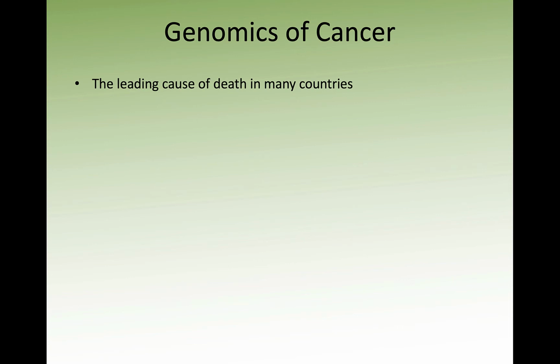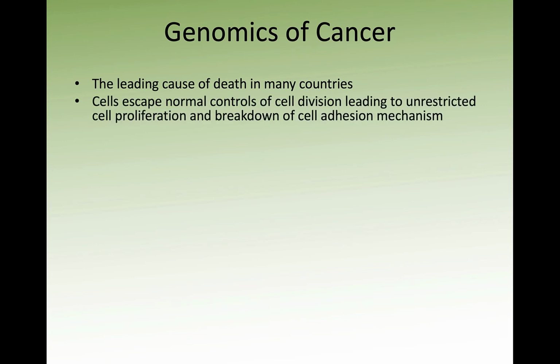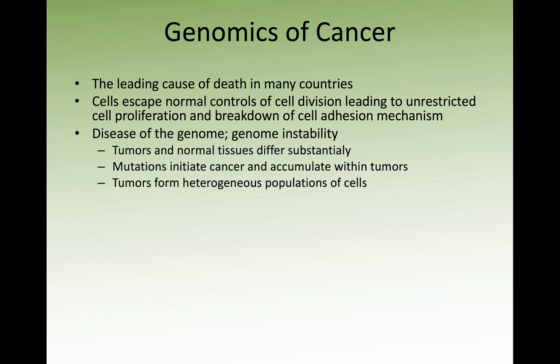It's the leading cause of death in many countries. Cancer is described as basically cases where cells escape the normal controls of cell division. And this leads to an unrestricted cell proliferation and breakdown of cell adhesion mechanisms. And it's a disease really of the genome, right? Where the genome becomes unstable. And this instability then leads to the formation of things like tumors.